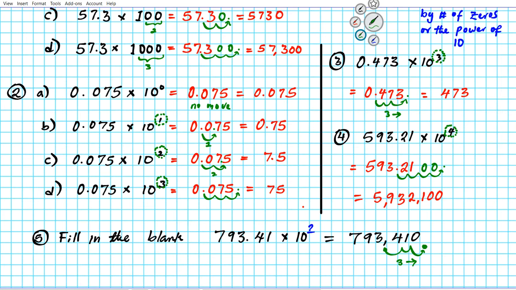Ladies and gentlemen, do you see what the answer is? The answer is 793.41 times 10 to the third power. That's the answer. That's the blank. 10 to the third. That is what is going to give us the results we desire. So when we do that, we get 793,410, which is a result of moving the decimal point 3 places to the right. Okay?